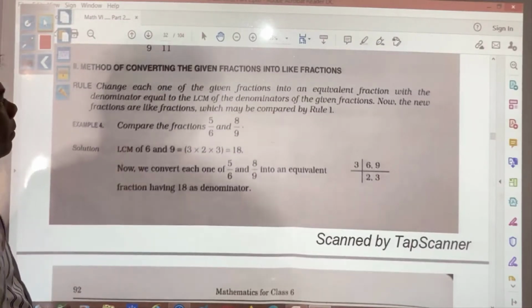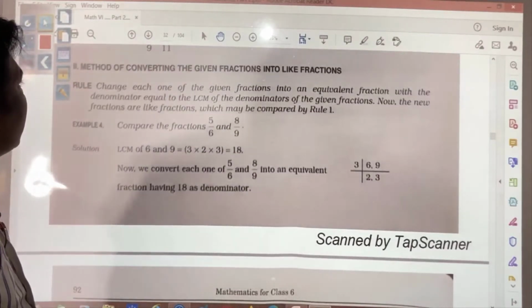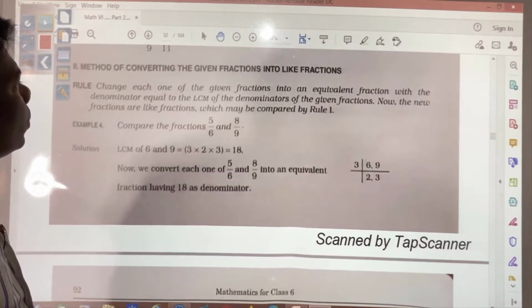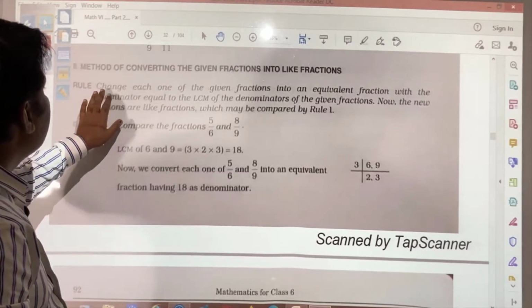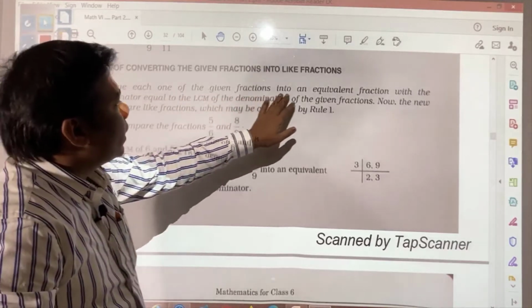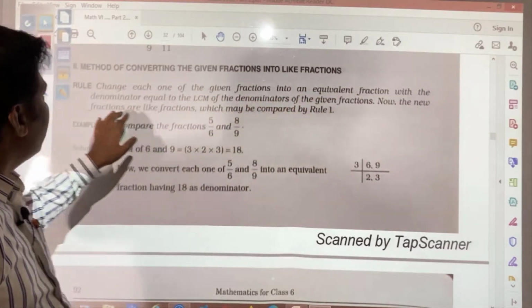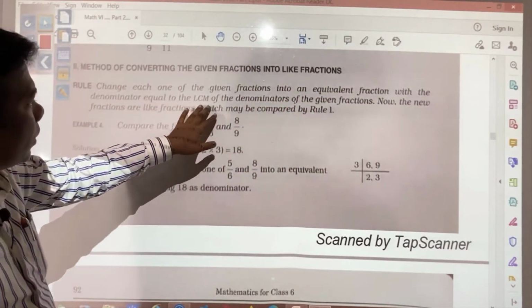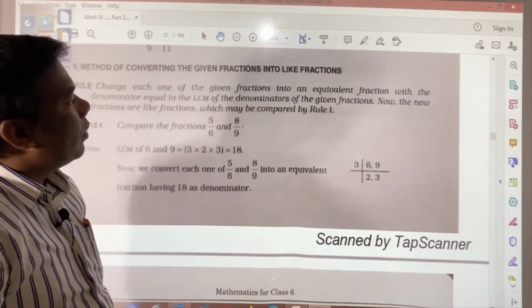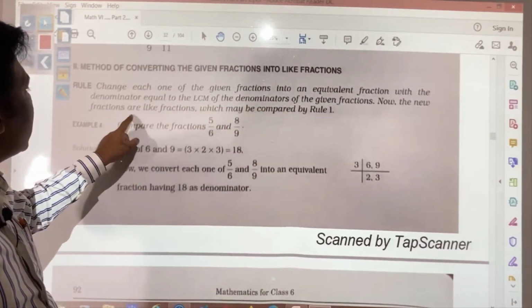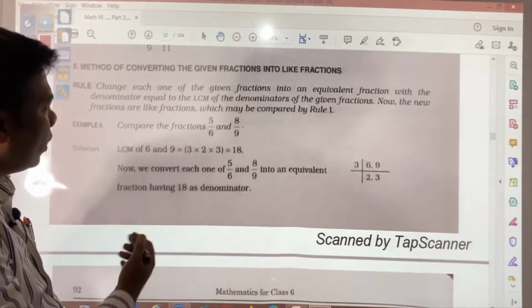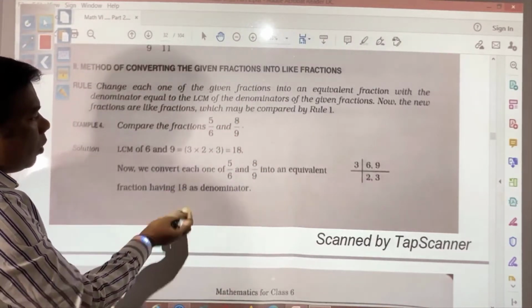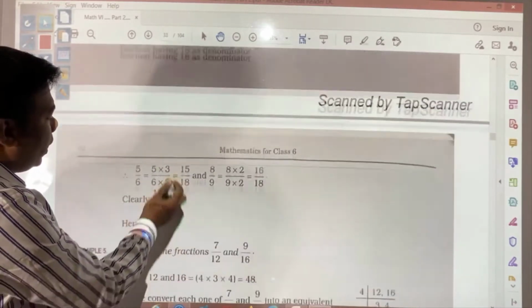Now you see the method of converting the given fractions into like fractions. Change each one of the given fractions into an equivalent fraction with the denominator equal to the LCM of the denominators of the given fractions. Now the new fractions are like fractions, which may be compared by rule 1. So it was told how to convert that.